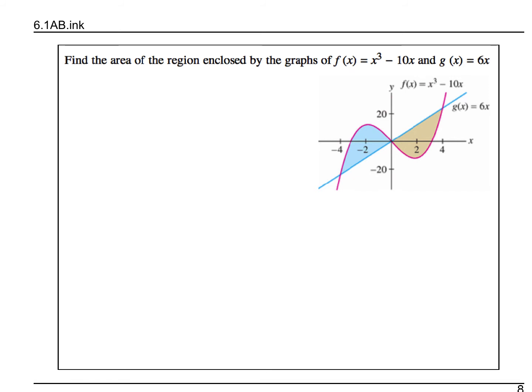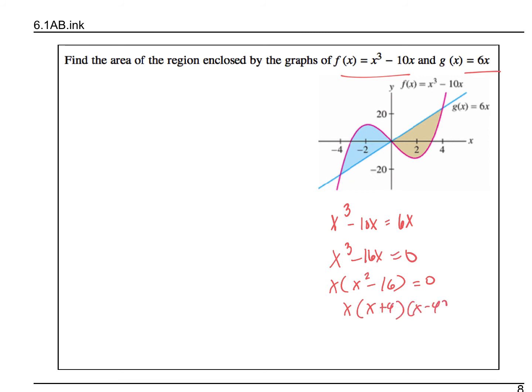So here, if I wasn't sure, just like last time, I would take x cubed minus 10x and set it equal to 6x. I would take my functions, set them equal to one another. So then I'm going to get x cubed minus 16x is equal to 0. And this is factorable. I can take out an x, leaving me with x squared minus 16. So I have difference of squares. And it confirms the picture, right? It's 0 plus and minus 4.